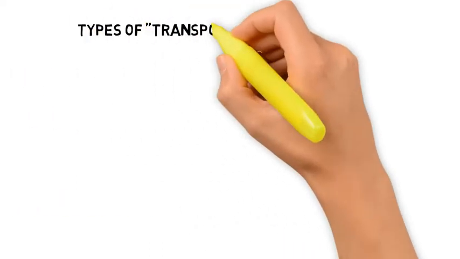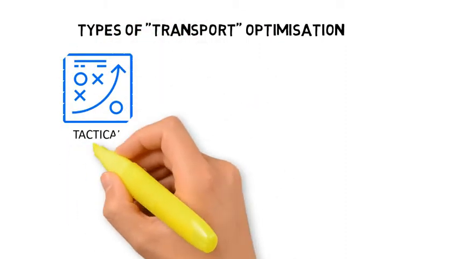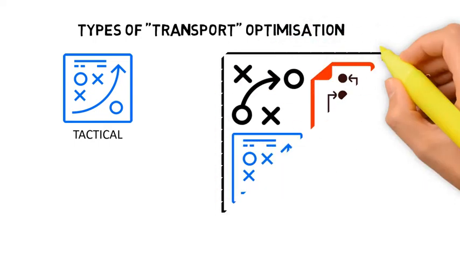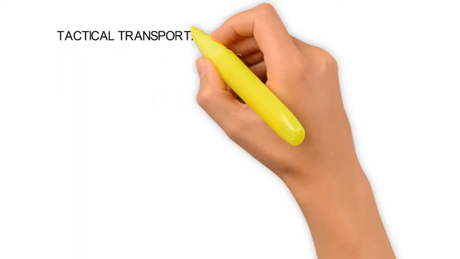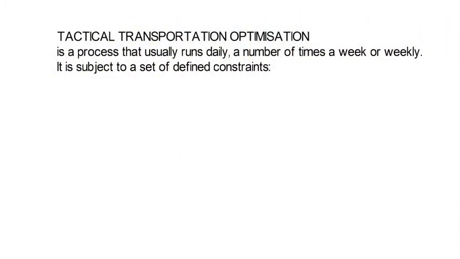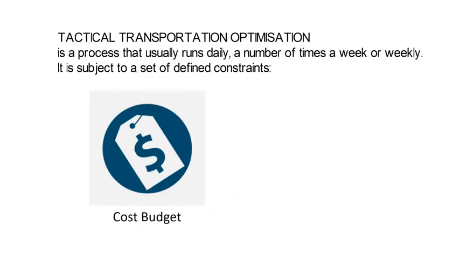When people talk about transport optimization, it can be at two levels, tactical or strategic. Tactical transport optimization applies to decision-making in day-to-day routine operations. Strategic transportation optimization applies to more long-term, high-level decisions to be made for the company. Tactical transportation optimization is a process that usually runs daily, a number of times a week, or weekly through the use of software that is specifically designed for that purpose.